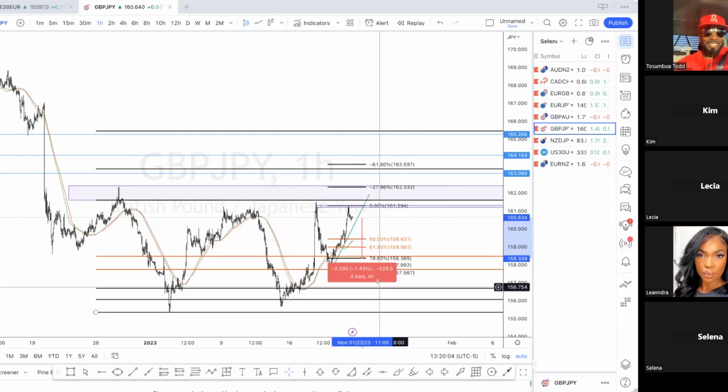I honestly think it might even just go straight up. Oh, that's right, because it's a bullish order block. We'll see. We'll see. We'll see.